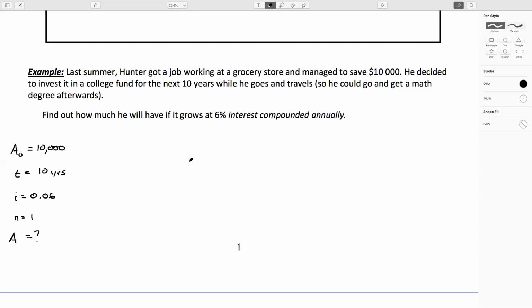Okay. So we start by listing out the formula. A equals A0 times 1 plus I over n, to the nt. And we put in what we know. So we know A0, that's 10,000, times 1 plus 0.06 over 1, to the power 1 times 10. You can either punch this in your calculator now, or you can simplify it. So this could simplify to 10,000 times 1.06 to the power 10. And now we can put this in our calculator.